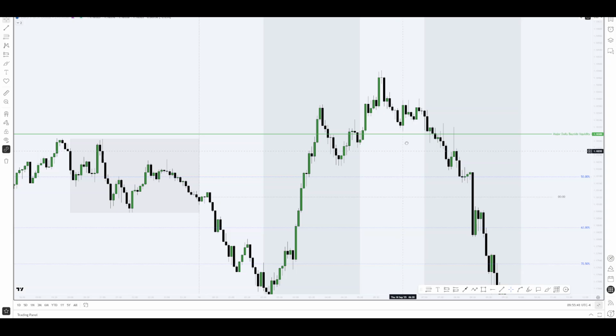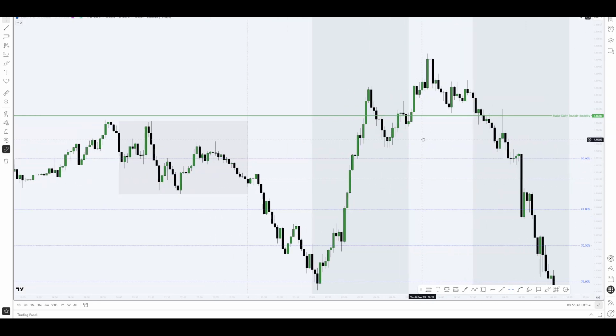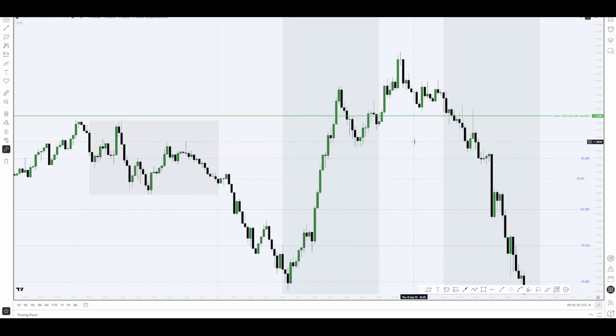But yeah, that's the trade that I took, anticipating a move lower into the 50%. That didn't happen. So yeah, that's my trade today.